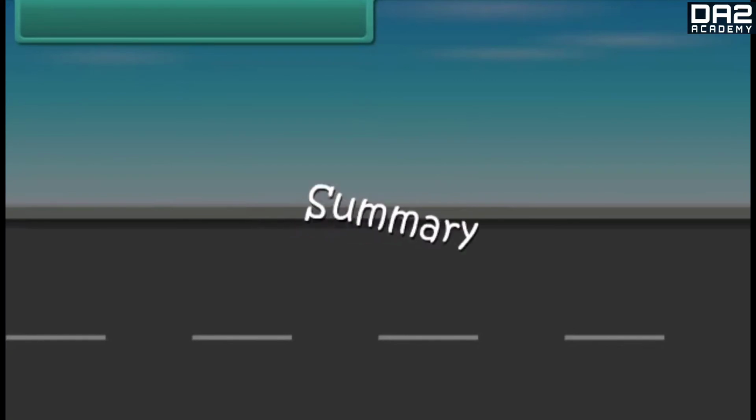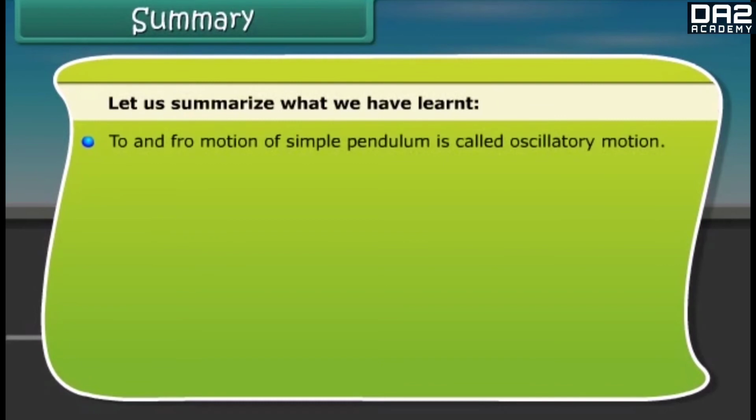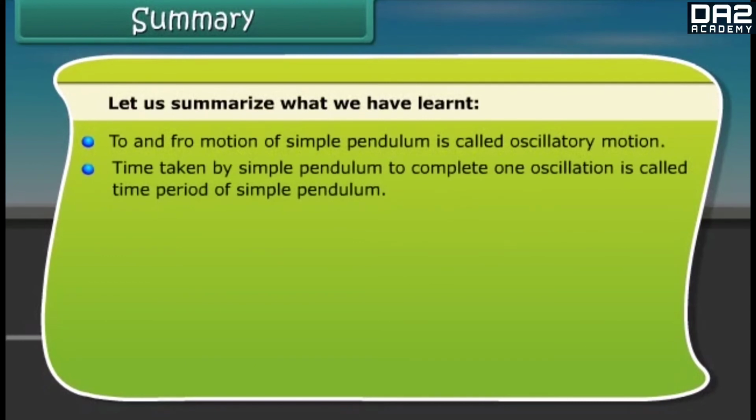Summary. Let us summarize what we have learned. To and fro motion of a simple pendulum is called oscillatory motion. Time taken by a simple pendulum to complete one oscillation is called the time period of a simple pendulum.